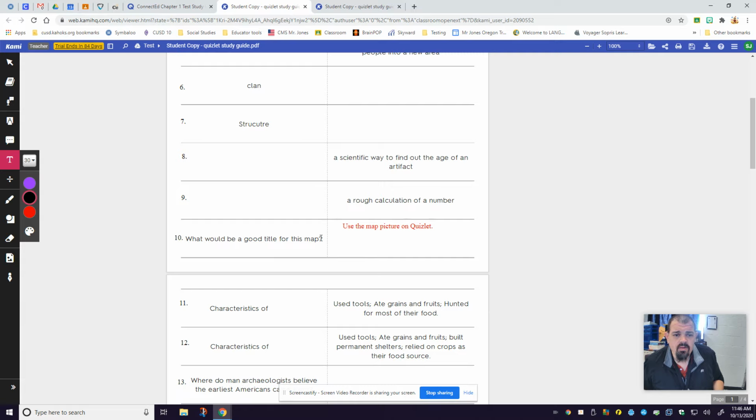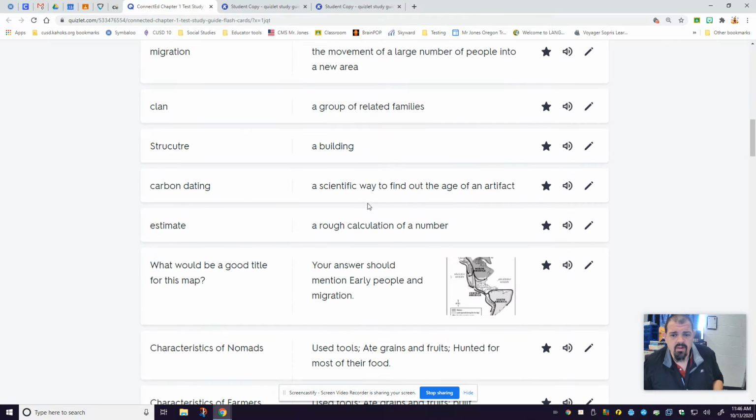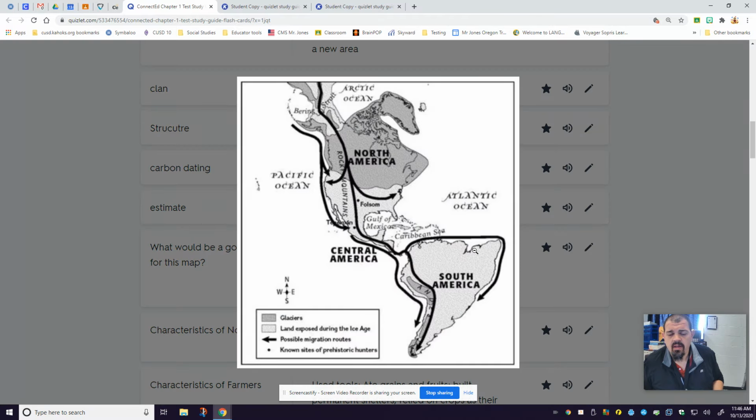Here is one that I want you to look at. Number 10, 11, and 12. 10. What is a good title for this map? Well, there's no map on here, right? You have to go to your Quizlet and you have to look at this map. And when you look at this map, you see you have North America and South America. It tells you that this is a time where part of the dark gray here is covered in glaciers, or large blocks of ice, and the light gray is areas of land that is exposed.